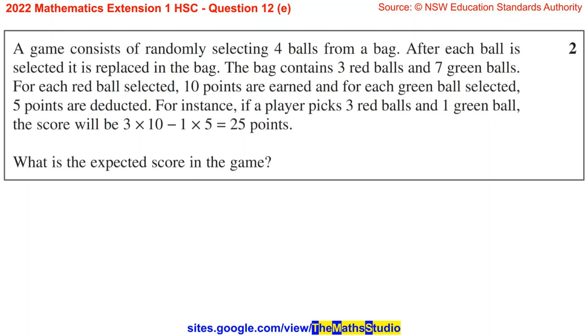For instance, if a player picks 3 red balls and 1 green ball, the score will be 3 times 10 minus 1 times 5 equals 25 points. What is the expected score in the game?